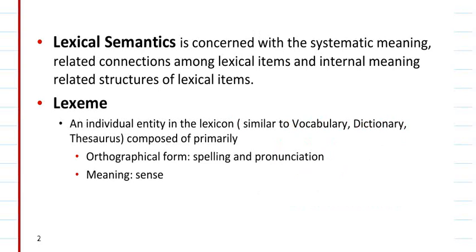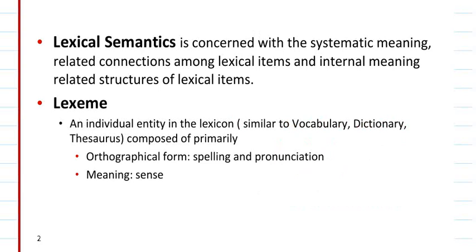We'll see what a lexical item is, as well as the internal meaning and the related structures of the lexical item. That means there may be some kind of relationship structure or hierarchical structure between the words. So lexical semantics is the study of all these things. In very simple terms, lexical semantics is the study of the meaning hidden inside a word and its relationship with other words.